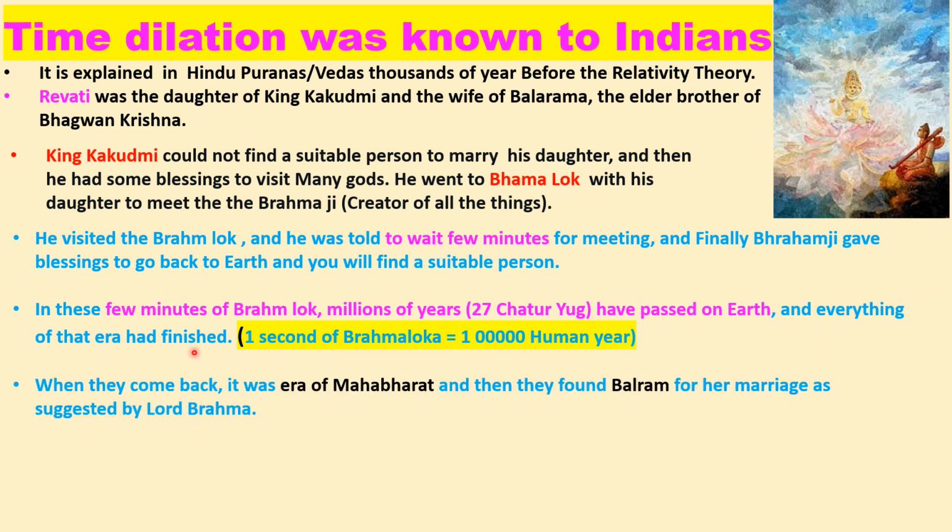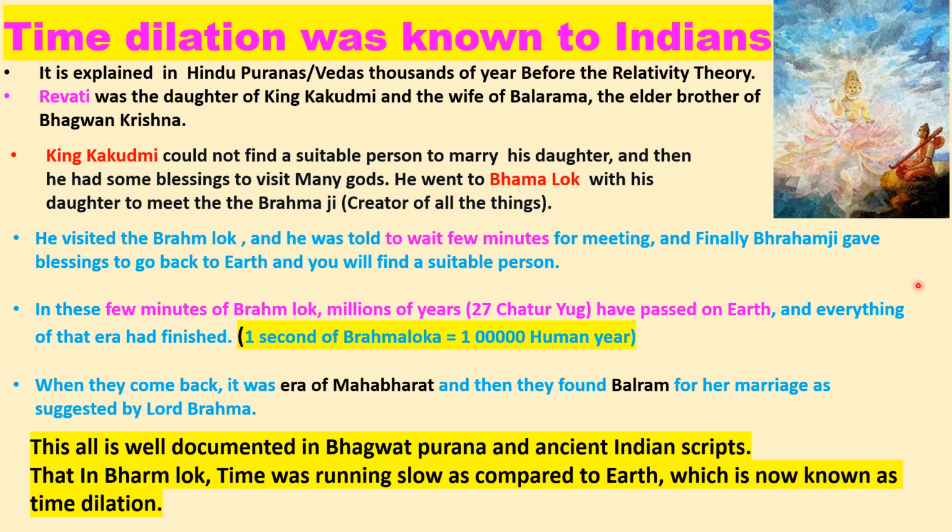And when he returned from this journey from Brahmlok and reached earth, it was the time of Mahabharat, and then they found Balram for marriage as suggested by Lord Brahma. So then Revati was married to Balram, and this is well documented and written in Bhagwat Puran, and we can understand that in Brahmalok, time was running slow as compared to Earth, which is now known as time dilation.